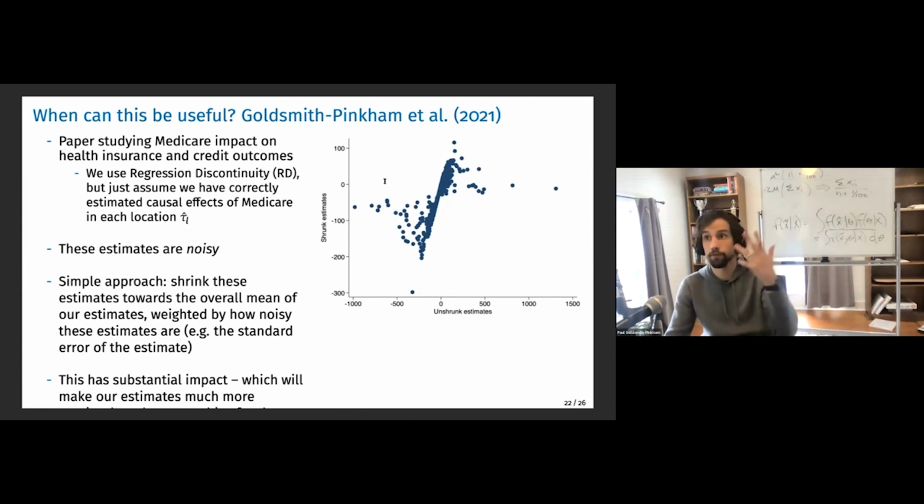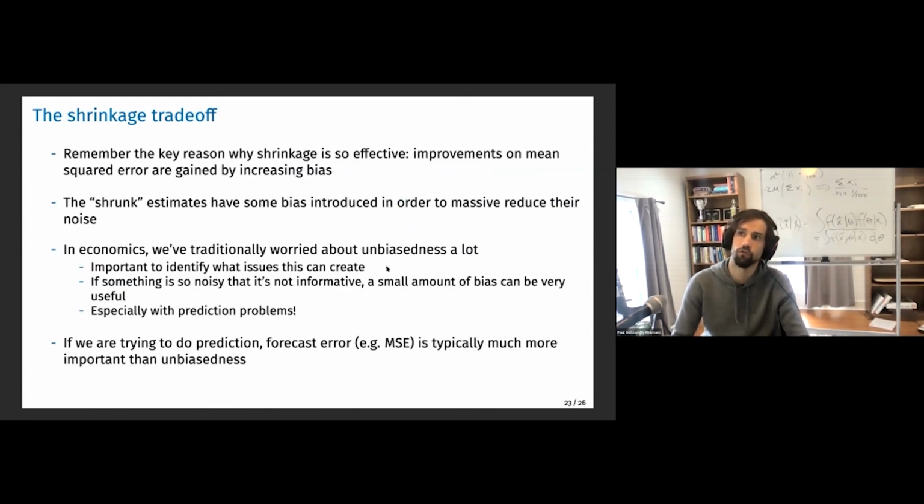We actually do another step on top of this, which is to ask, can we shrink them not just towards the overall mean, but towards a best predicted value, which is a function of local characteristics? We do that, and we get even more informativeness from this. The shrinkage trade-off, though, is that it's improving mean squared error. That's why we were doing shrinkage historically. We were getting improvements on the mean squared error by slightly increasing bias in order to massively reduce the noise.